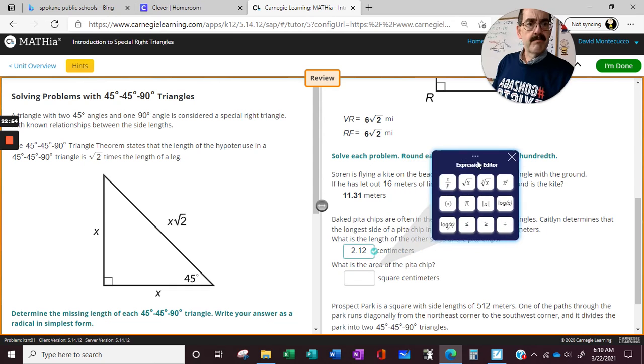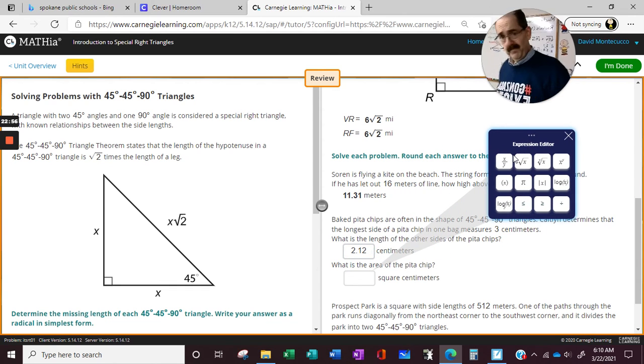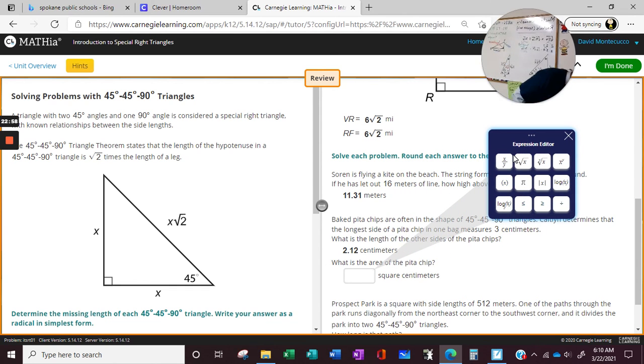Area of a potato chip. Whoa! Monty told us the area of a triangle. 1/2 length times width. If this is 2.12, this is 2.12, multiply, divide by 2. Now, grab your fraction maker. 2.12 times 2.12, toggle down, divide by 2.